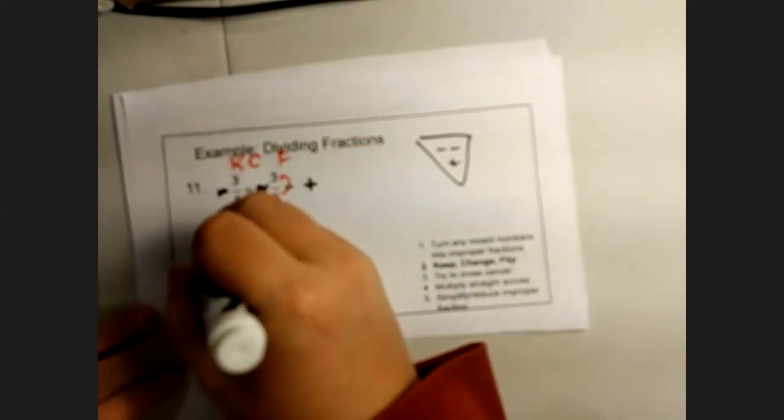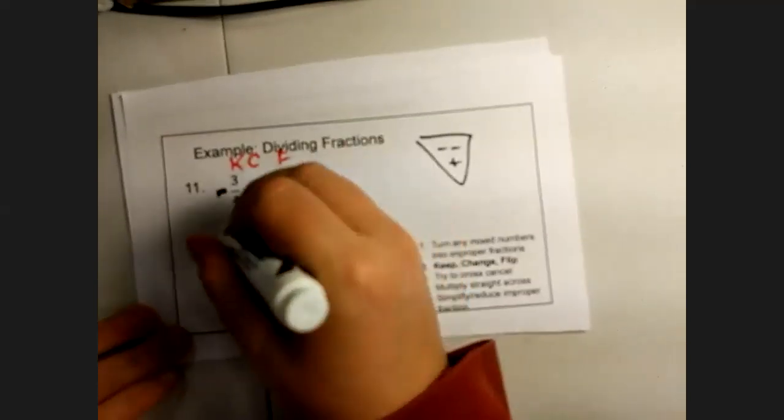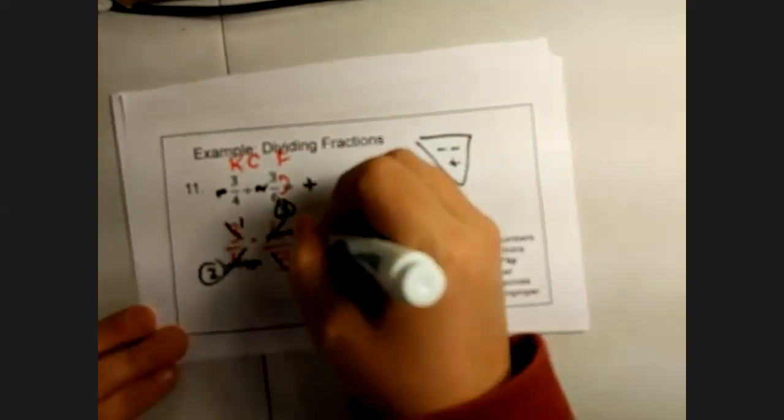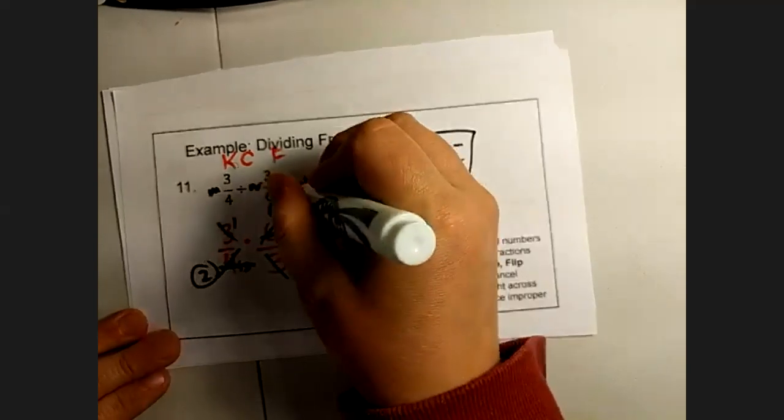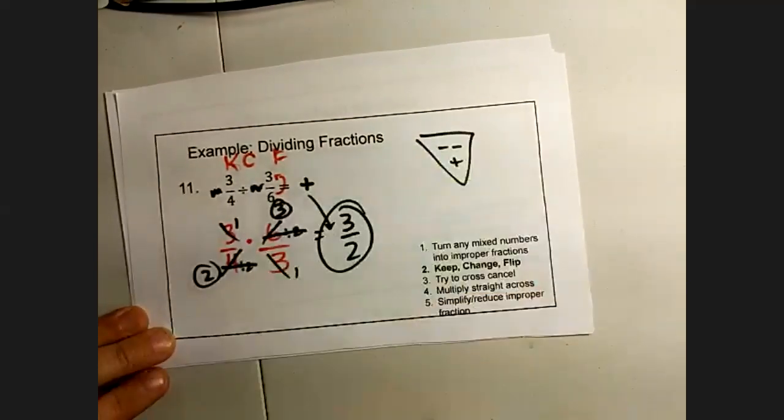That becomes a 3. That becomes a 2. 3 and 3 will cancel to 1s each. So now I know my answer is just positive 3 over 2. Okay.